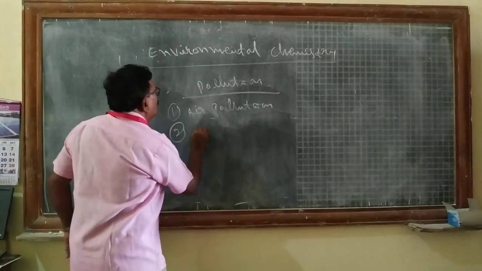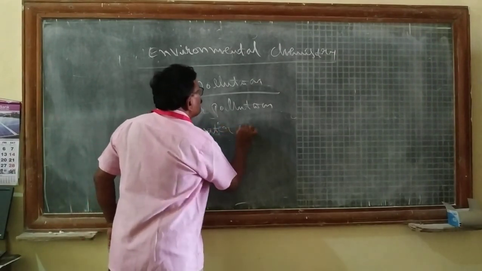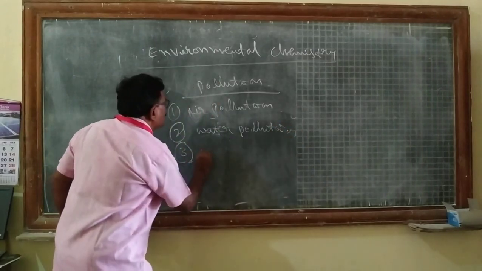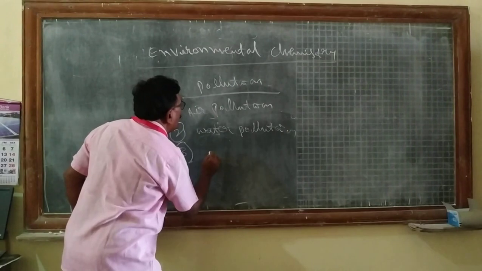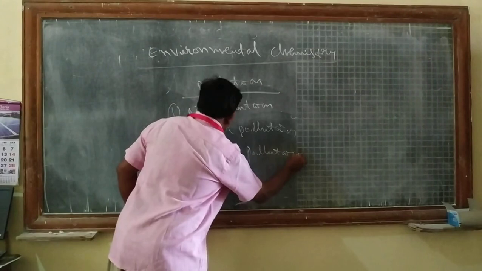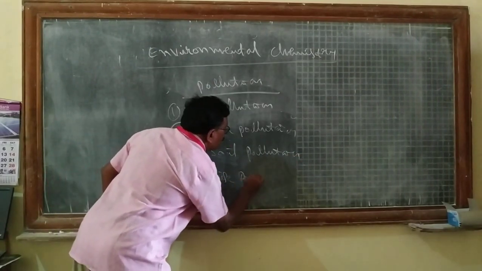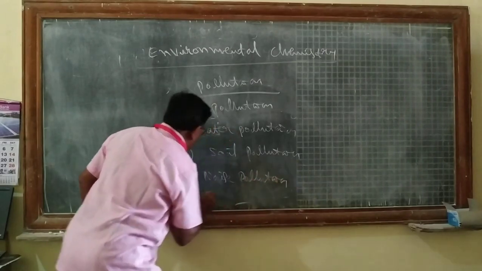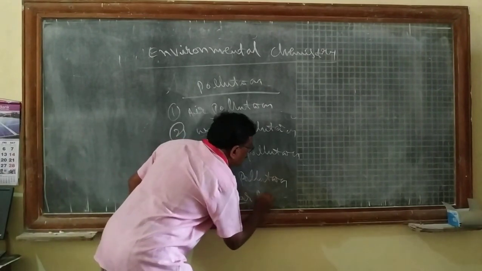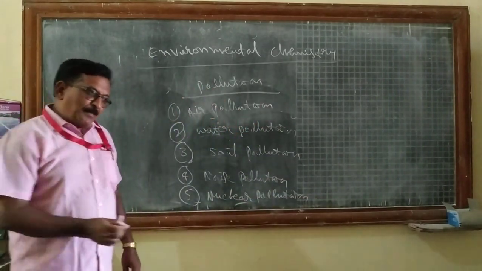The second one is water pollution. The third one is soil pollution. The fourth one is noise pollution. The fifth one is nuclear pollution. So these are the types of pollution.